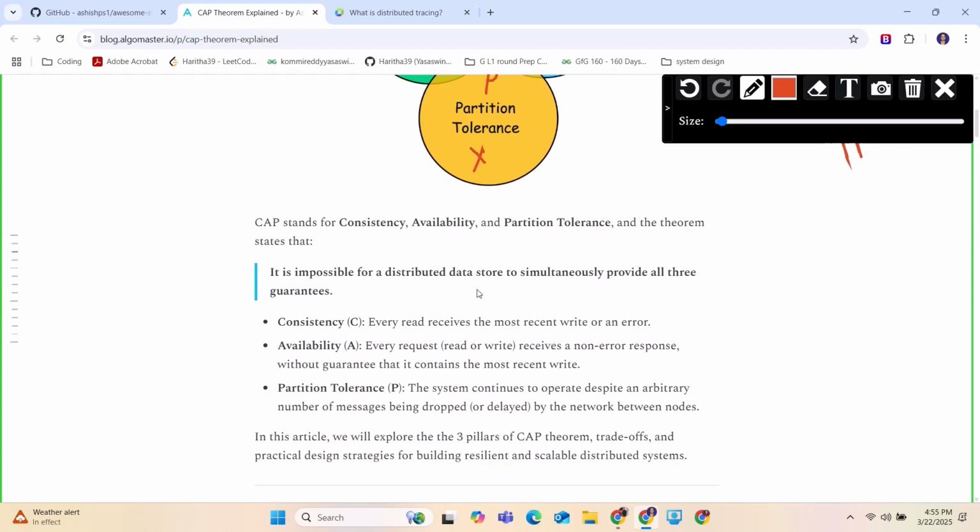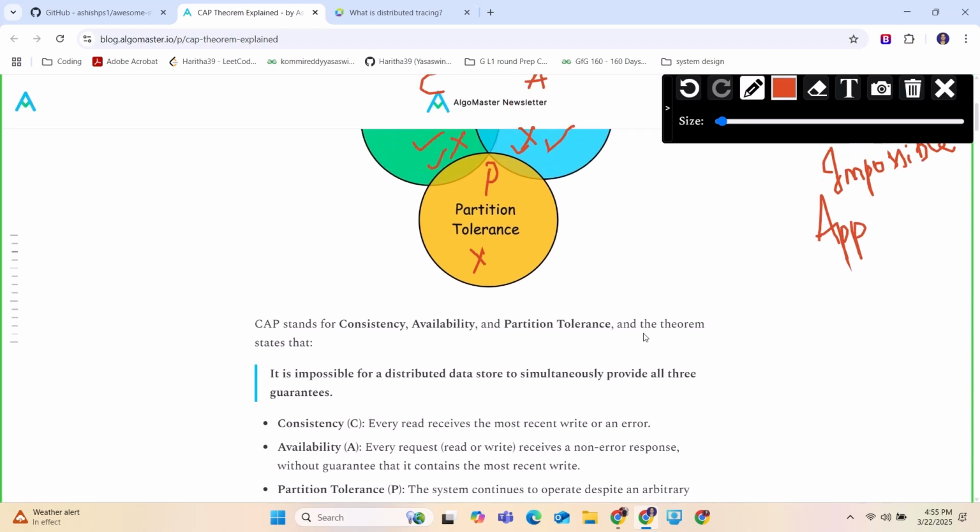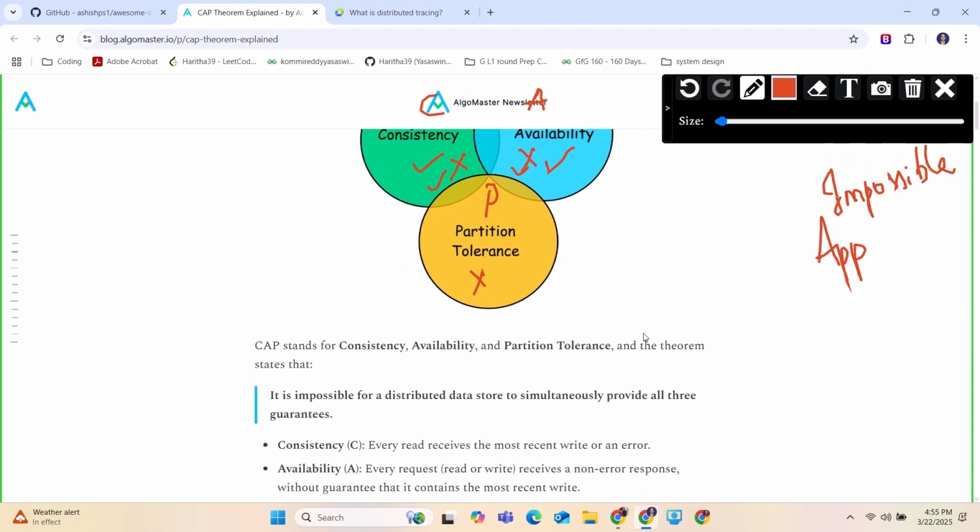So what is consistency? Every read receives the most recent write or an error. Consistency means if this application works today, on day 1, then day 2 and day 3 it should work the same. Or if there is any issue, it should throw an error. That is consistency. It shouldn't change its actual behavior.